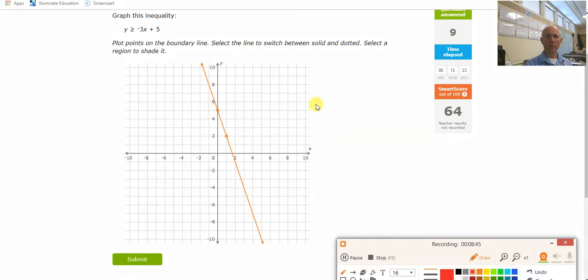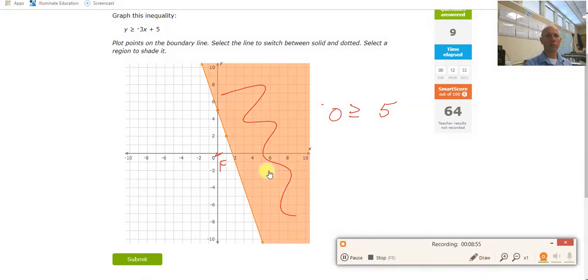Let's pick a test point, testing 0, 0. 0 is greater than or equal to 5. That is false. This point is false, which means everything over here is true.